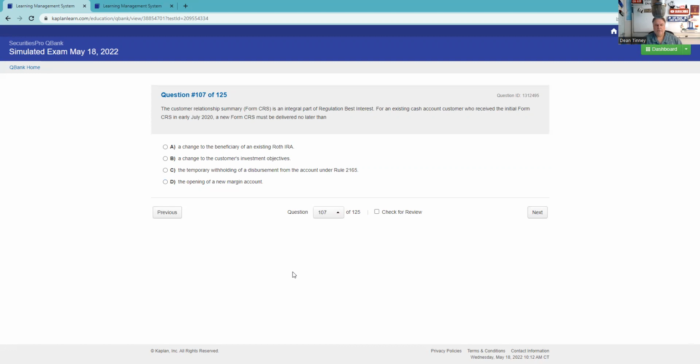The customer relationship summary form is an integral part of Regulation BI. For an existing cash account who received the initial form of the customer relationship summary in July 2020, the new form must be delivered no later than, so this is a relatively new thing. Yeah, I think the opening of the new margin account, remember, because we're making interest on the debit balance and we need to disclose some things. So I'm going to say D when we open the new margin account. So going from a cash account to the margin account.